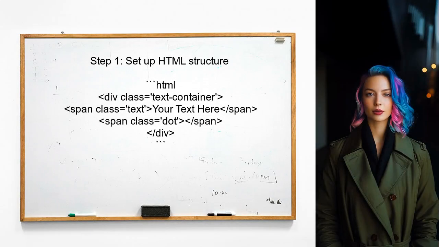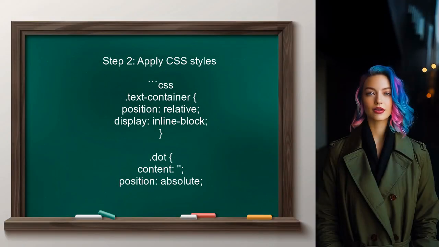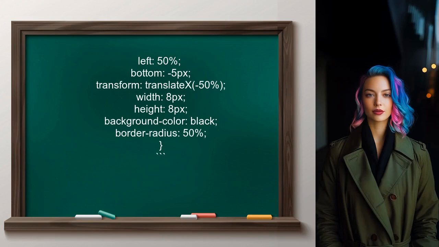To create a dot under text using CSS, the user should start by setting up a basic HTML structure. This will include a container for the text and a span element for the dot. Next, the user should apply CSS styles to position the dot correctly. This involves using the position property to ensure the dot appears directly beneath the text.